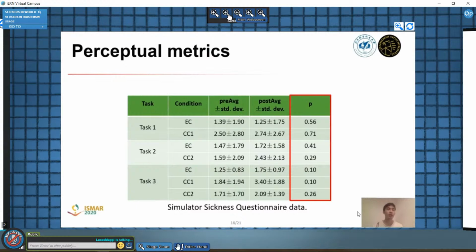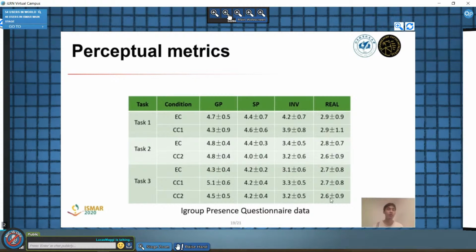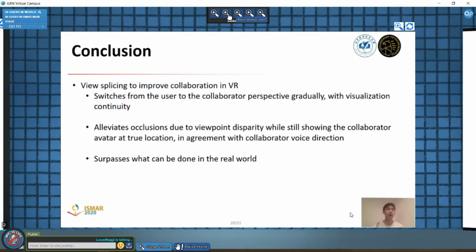The SSQ was administered pre-experiment and post-experiment for each task and each condition. We conclude that in these experiments, simulator sickness is not more of a concern for view splicing than it is for conventional VR visualization or for view toggling. The experimental condition produced IPQ scores similar to both control conditions, and no difference is significant.